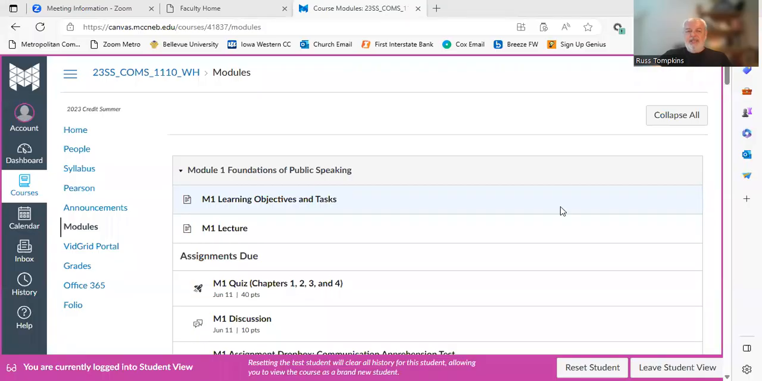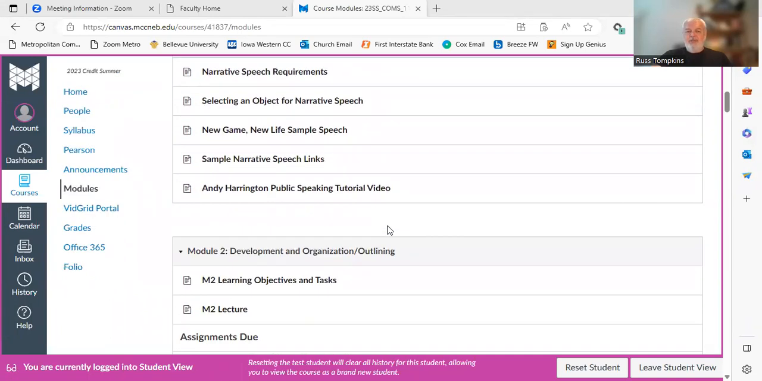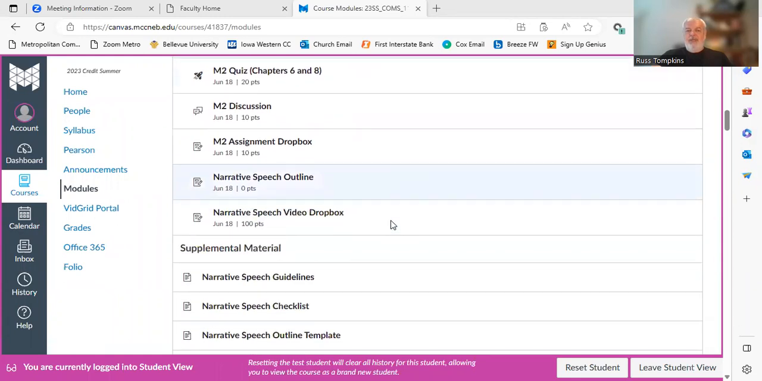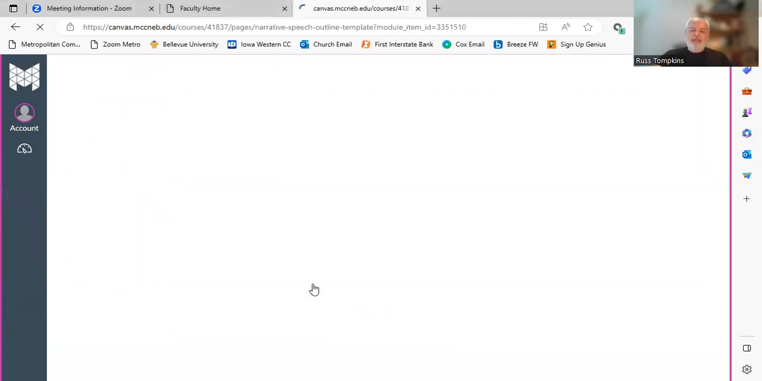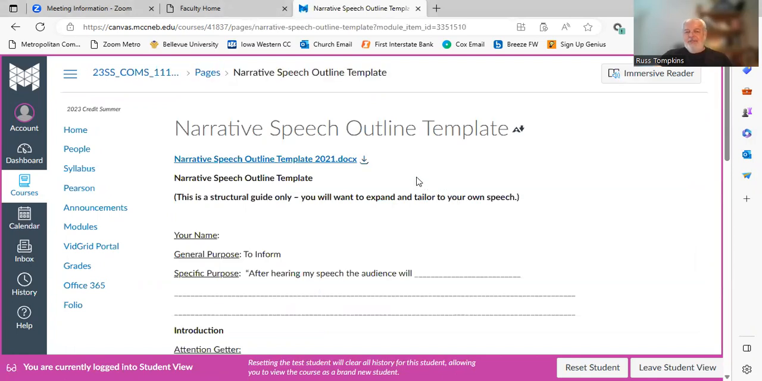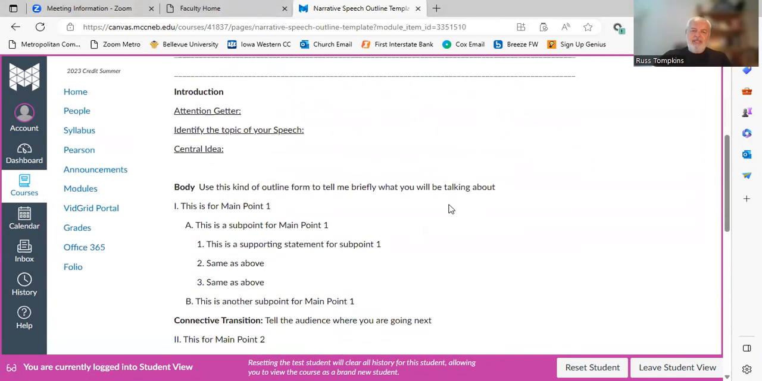Here you should see a Canvas website that's up on the screen. We're going to scroll down to Module 2, and we want to take a look at this narrative speech outline template. That's where you start for this outline. I select this outline template, and I would suggest that you download this link right here. Go to this hyperlink and open up this document, because then you can save your outline on your computer. It's exactly what you see down below here.